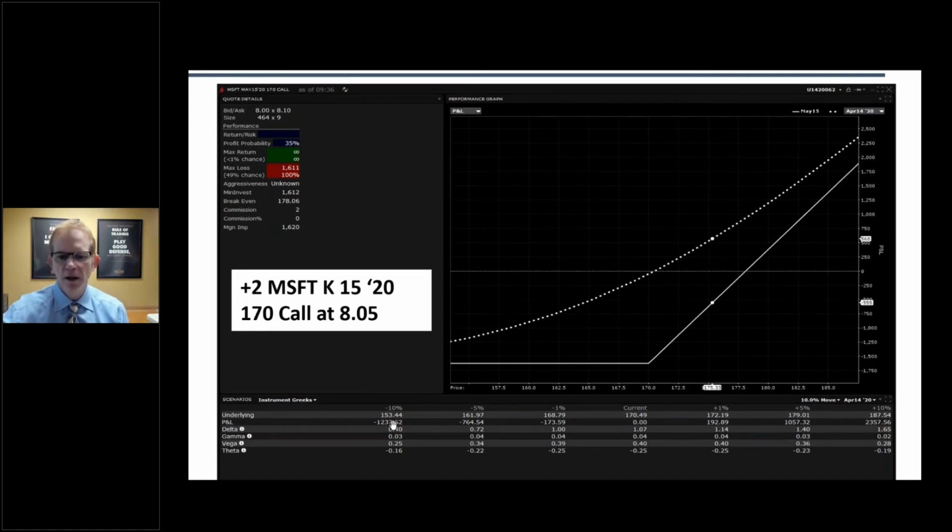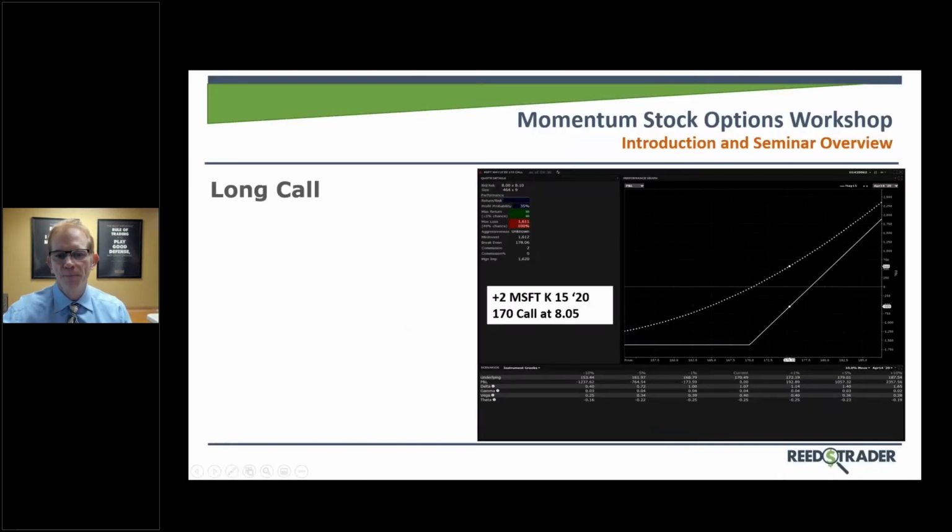So here we can see over a range of prices how much money we make or lose. These are done by percent movements in Microsoft. So if Microsoft were to go down 10%, we would lose $1,200. Microsoft goes up 10%, we make $2,357. We make more going up than we lose going down. It's good. That's one of the great things about calls.